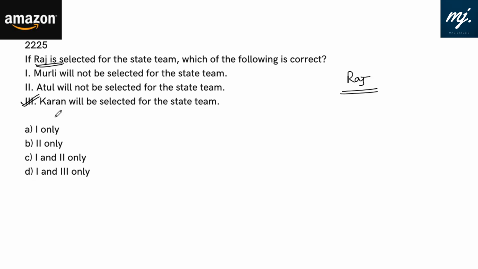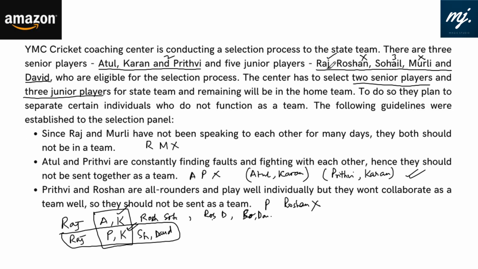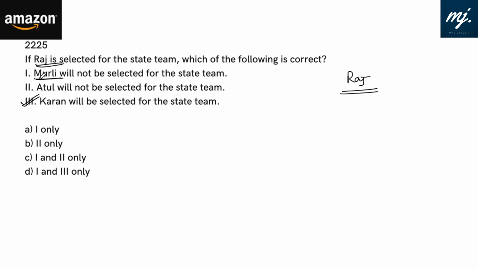That means statement number 3 is definitely correct, that Karan will be selected for the state team. And about Murli, we are also certain that if Raj is there, obviously Murli should not be selected. That means statement number 1 is also correct. Murli will not be selected, Karan will be selected. That means statements 1 and 3 both are correct. Option.